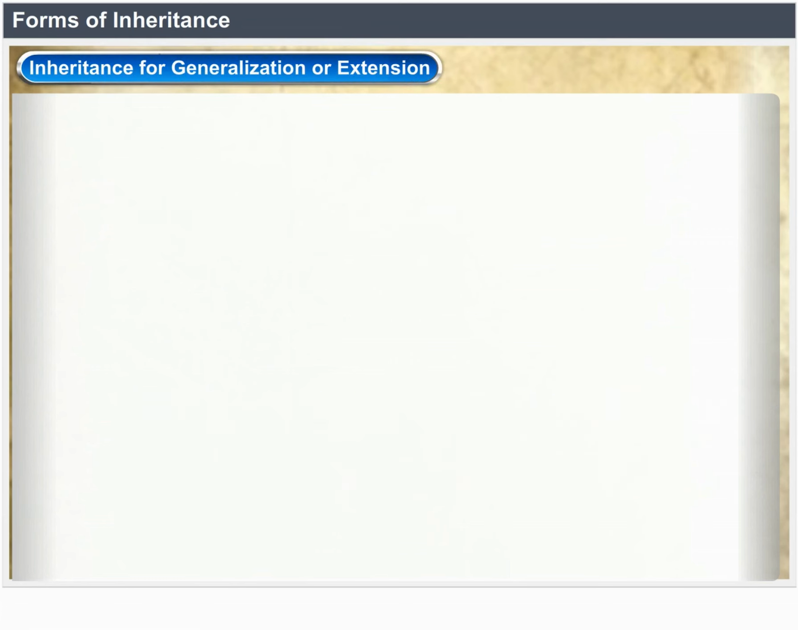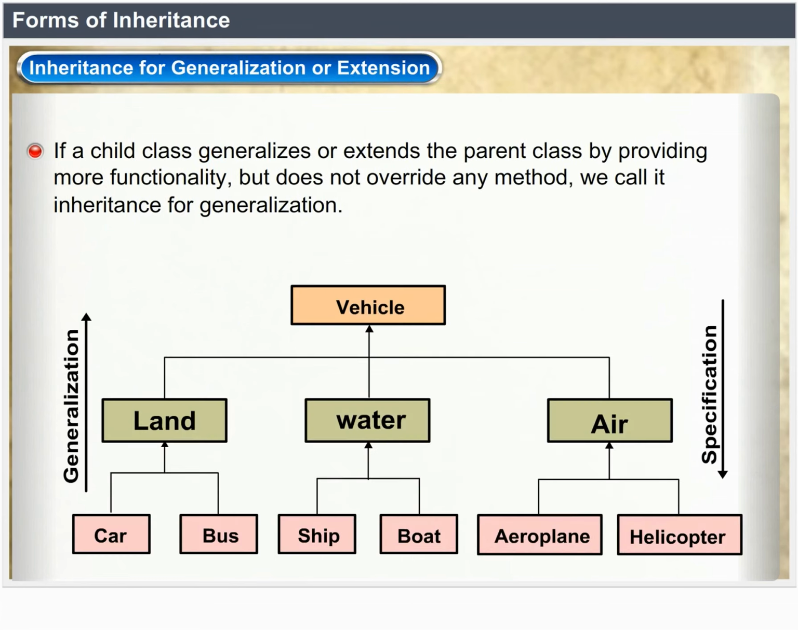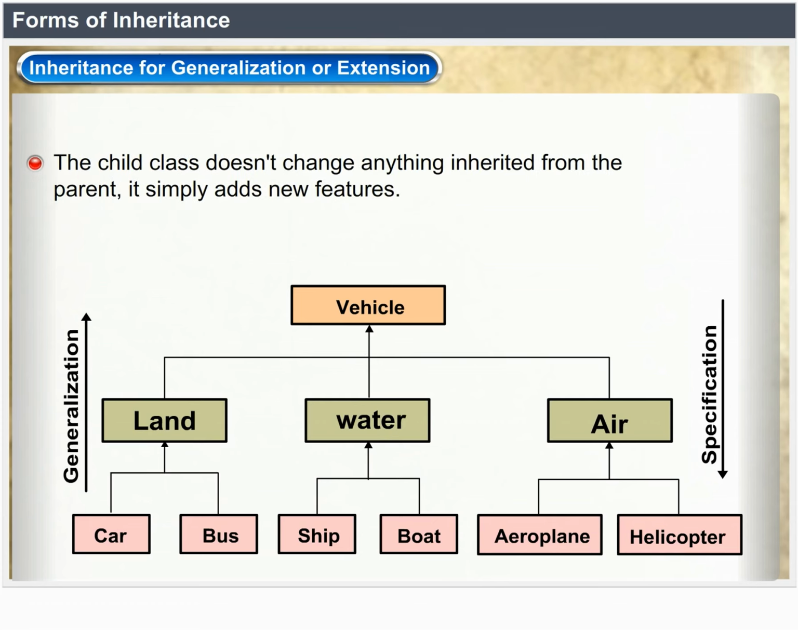Inheritance for generalization or extension. If a child class generalizes or extends the parent class by providing more functionality but does not override any method, we call it inheritance for generalization. The child class does not change anything inherited from the parent, it simply adds new features.